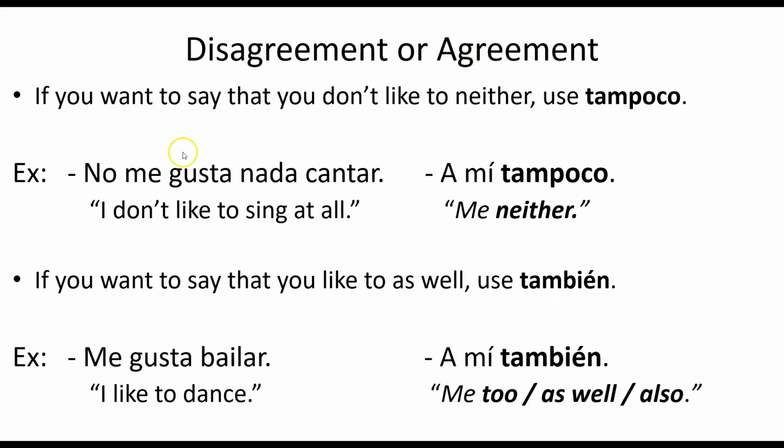Disagreement or agreement. If you want to say that you don't like to neither, use tampoco. No me gusta nada cantar. I don't like to sing at all. A mí tampoco. Me neither. If you want to say that you like to as well, use también. Me gusta bailar. A mí también. Me too. Or me as well, or me also.